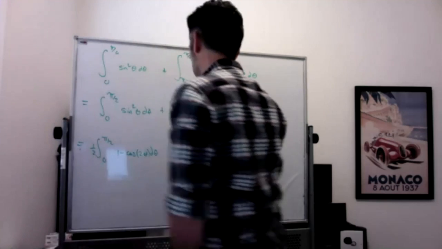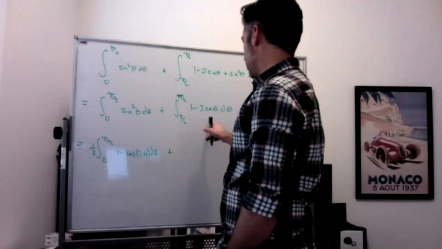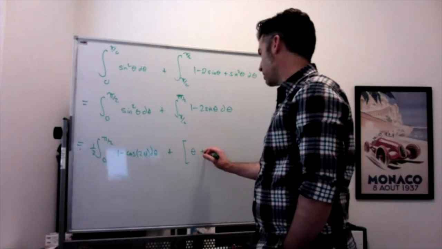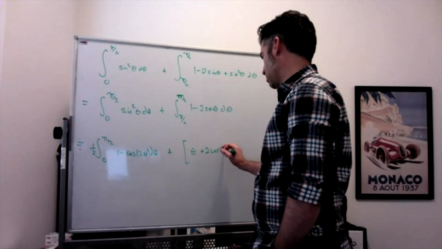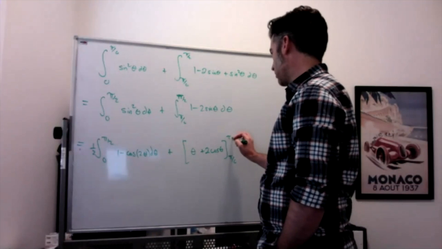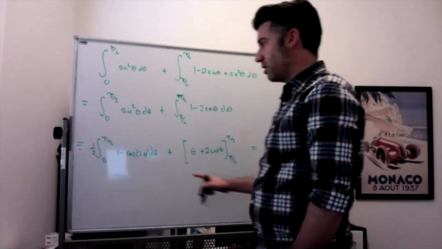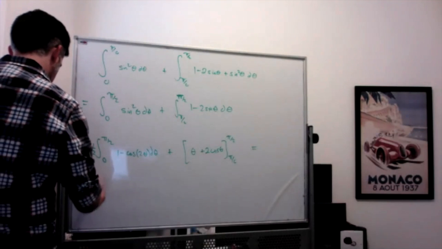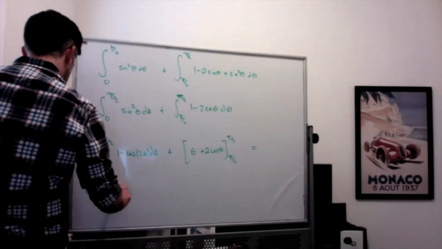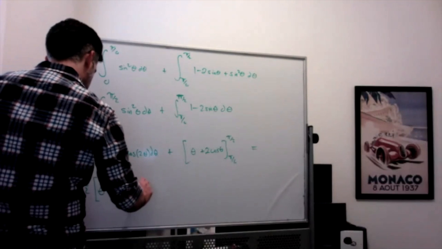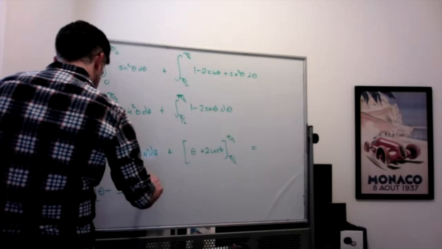Let's go and start integrating this. This is going to be the integral of theta plus 2 cosine theta from pi over 6 to pi over 2. Integrate this. So we're going to get theta minus sine 2 theta all over 2 from 0 to pi over 2.